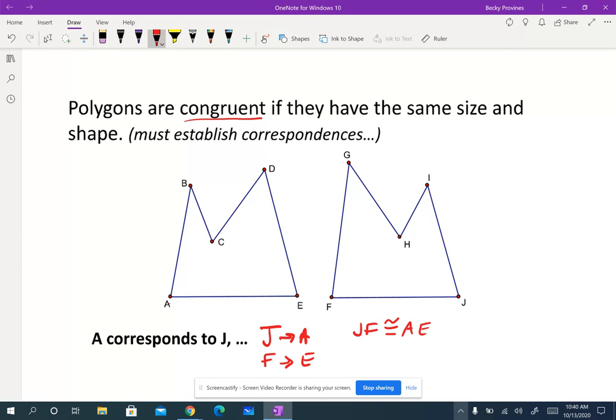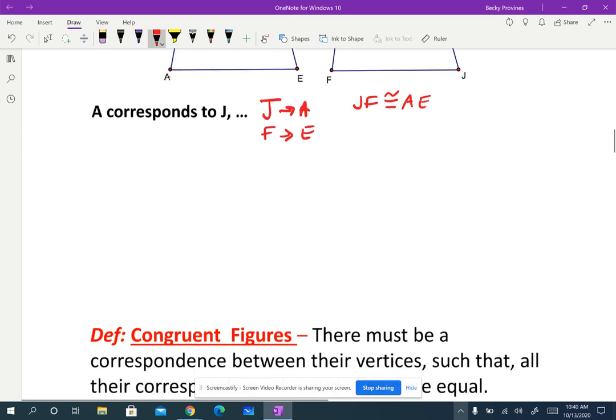Now on this problem, we could do this all day long. Find segments that match up or the angles and show all of this. This would take forever.